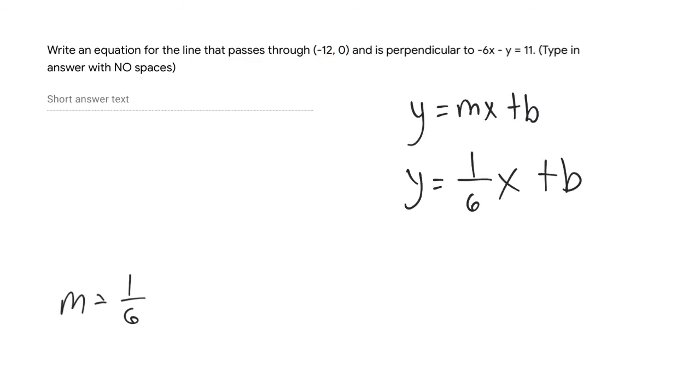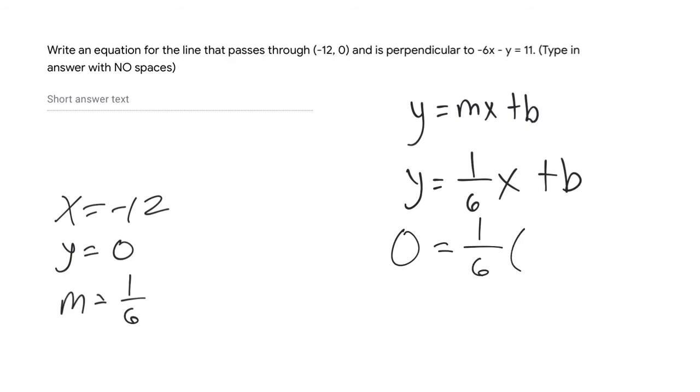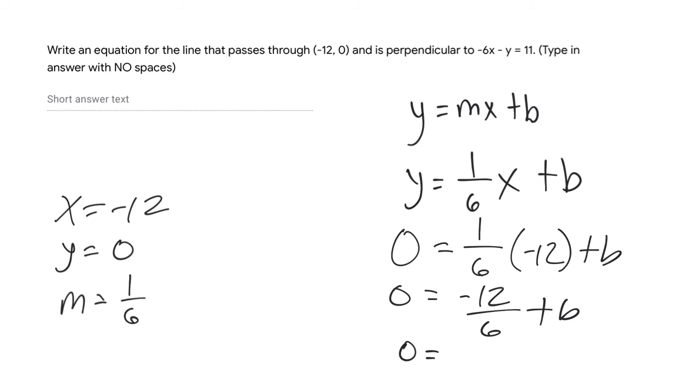This is where this point comes in. I have an x value of negative 12, where y would be equal to 0. So in this case, I can plug them in. 0 for my y, 1/6 times negative 12 for my x plus b. So 0 equals negative 12 over 6 plus b. Negative 12 over 6 is negative 2 plus my b value. Don't get confused and think that's a 6. That's a b I just wrote.